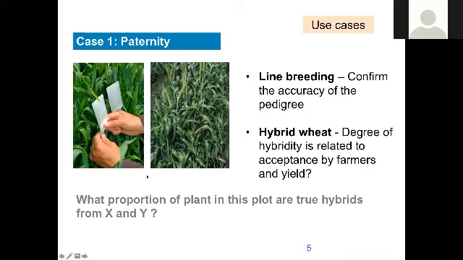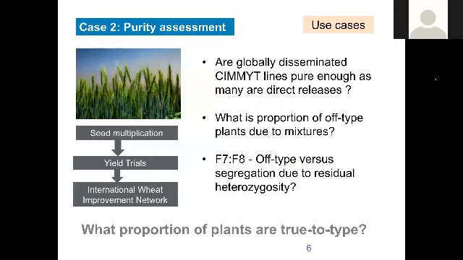These are a few use cases that we are thinking about. One is paternity confirmation and hybridity, the degree of hybridity, particularly if the male sterile line is not effective, such as with chemical control of that type of thing. Another aspect is purity assessment, how pure the seed we have is. CIMMYT usually has seed multiplication before yield trials, and then that goes to the international nurseries, direct release. So we want to make sure that the quality of our seed has maintained the required purity.